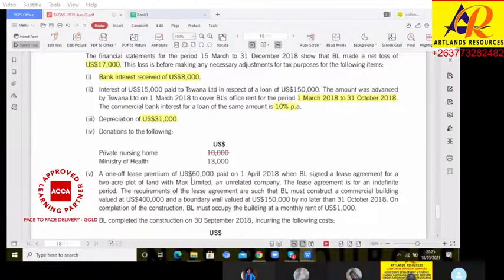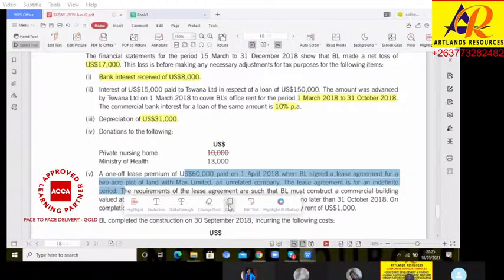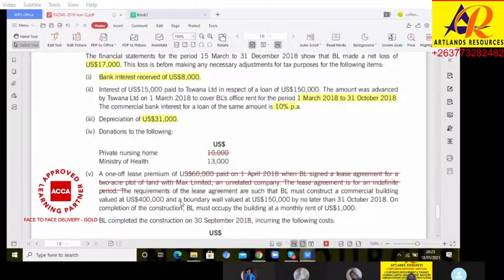So there was a once-off lease premium of 60,000 paid when BL signed a lease agreement for a 2-acre plot of land from Max Limited, a related company. The lease is for an indefinite period, meaning we use 10 years. Now, notice, they are saying they calculated a loss after deducting a lease premium. Remember, lease premium is not deducted in full in the hands of the lessee. So what we do is we add it back. 60,000, you add it back.